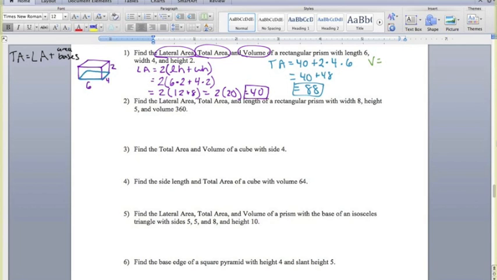Then this question asks for volume. Volume formulas do need to be memorized. The volume of a rectangular prism is length times width times height. So that is 6 times 4 times 2, which is 48.